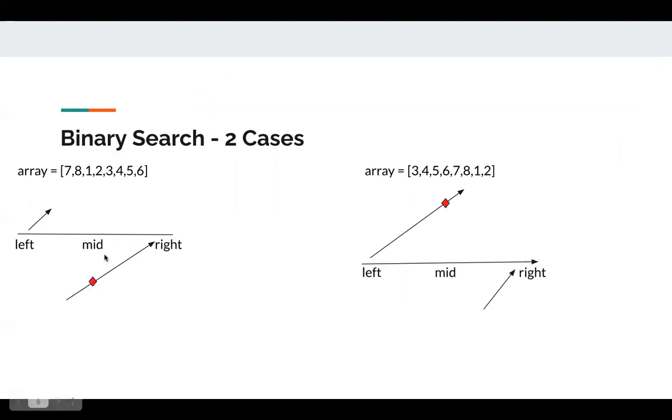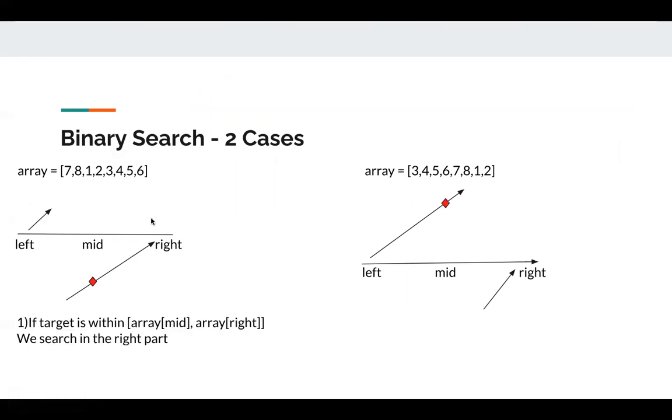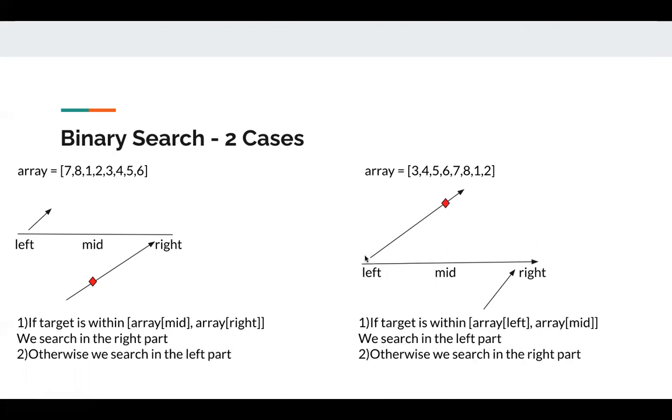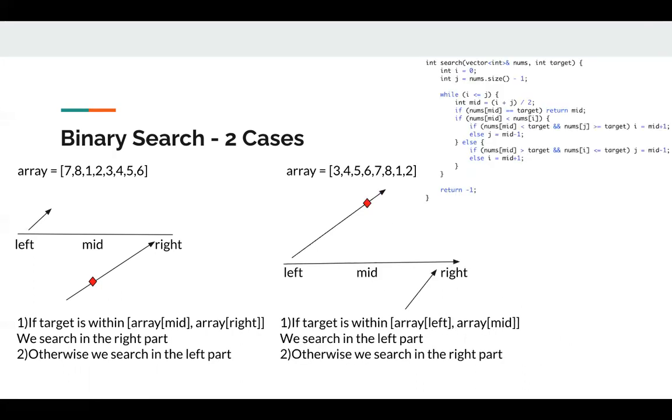So by looking at the middle value, we know which condition. Like for this one, the middle value is smaller than the left, so we know it's this condition. Then if target is within middle to right, then we know we should search right, otherwise we search left. For this case, we know mid is greater than left. So if target is within left to middle value, we search left, otherwise we search right. So every time we can drop half of the elements. The algorithm is log n.